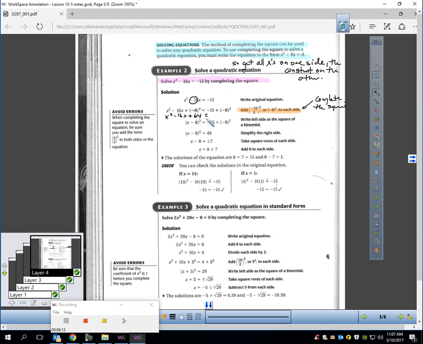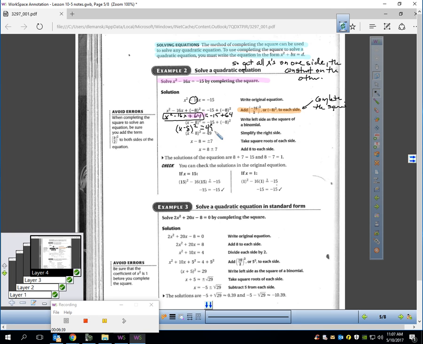Now, if I'm going to add 64 on the left, I also have to go to the right, and where I see negative 15, I have to add 64 to keep my scale balanced. Now, this is a perfect square trinomial. This works out into x minus 8 squared. And here I have 49. Negative 15 plus 64 is 49.